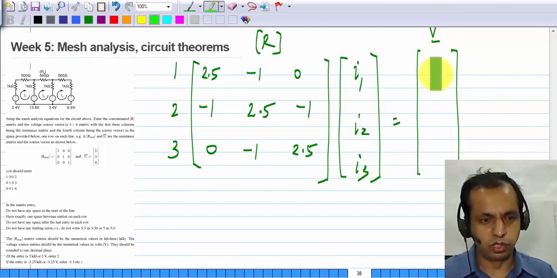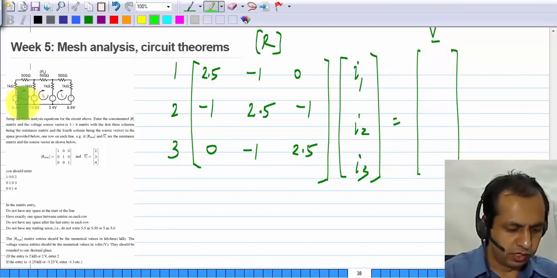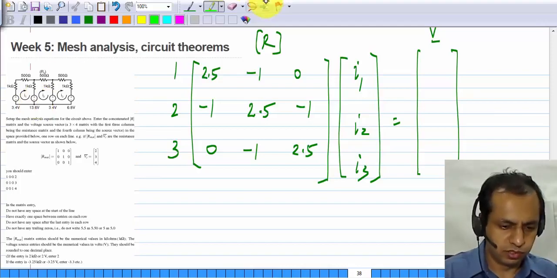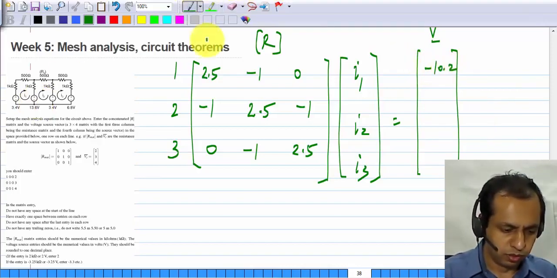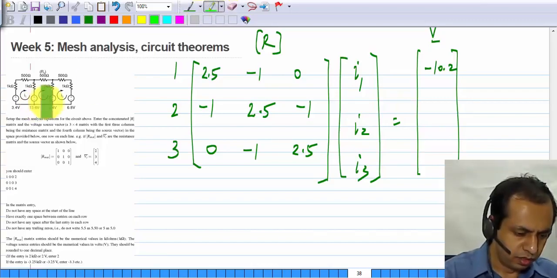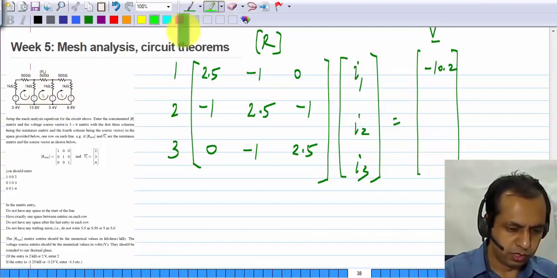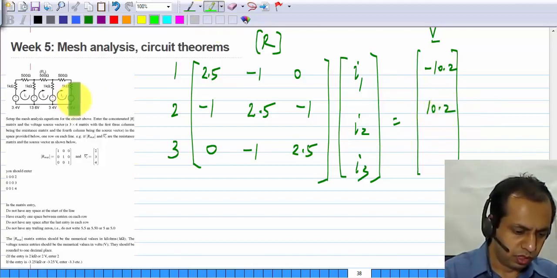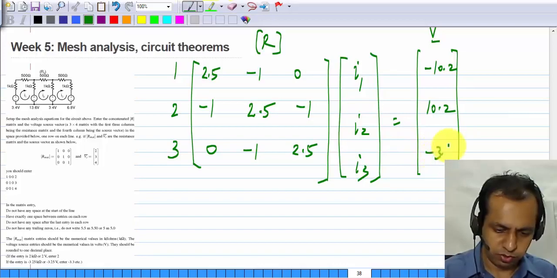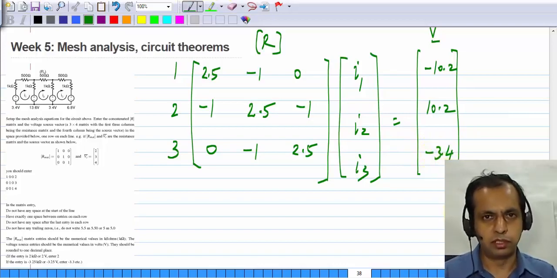On the right side, the voltage source vector, going in this direction, the total voltage rise is 3.4 minus 13.6. That is minus 10.2 in mesh 1, and in mesh 2 plus 13.6 minus 3.4, so 10.2, and finally plus 3.4 minus 6.8, that is minus 3.4 in mesh 3.